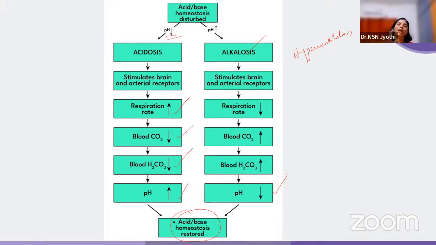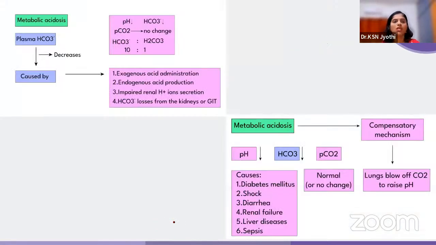So these two, either of the situations are extremely dangerous to the body when not treated or understood. In metabolic acidosis, you will basically see that the plasma bicarbonate is drastically decreased. Why does this happen? This happens because of exogenous acid administration or endogenous acid production or impaired renal H plus ion secretion or bicarbonate losses from the kidney or gastrointestinal tract.